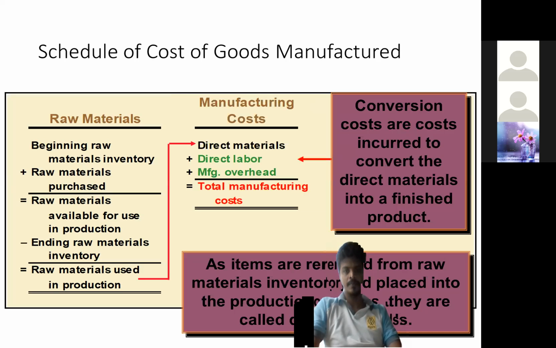Then to direct material cost we add direct labor cost. Direct material plus direct labor, and if we have other direct costs, can be known as primary cost.